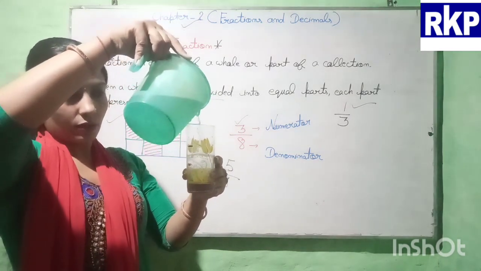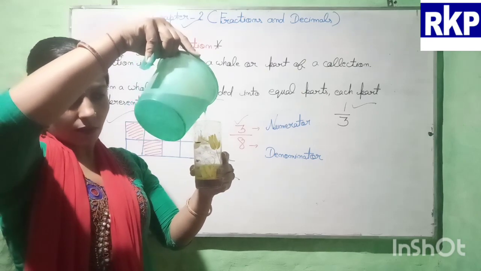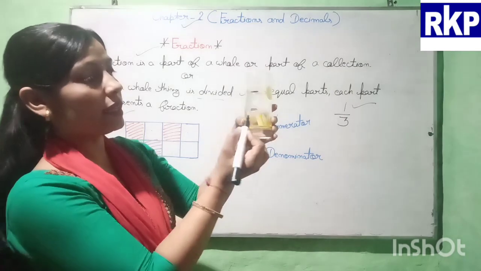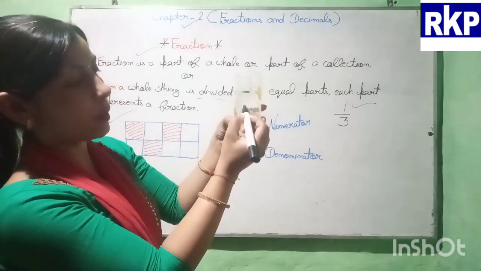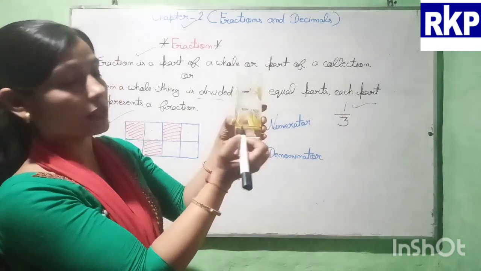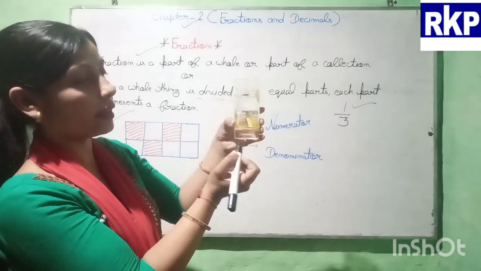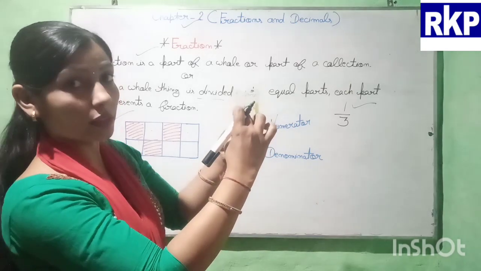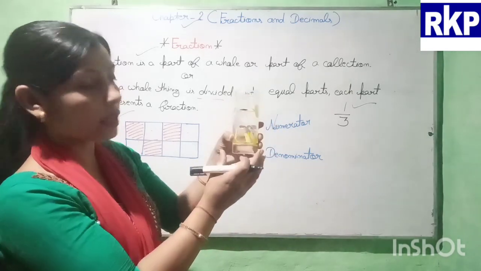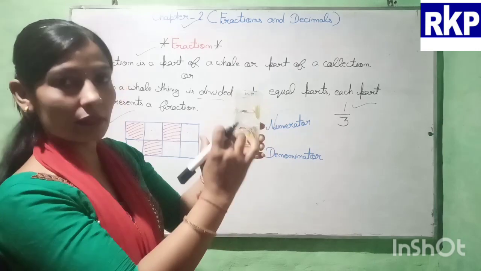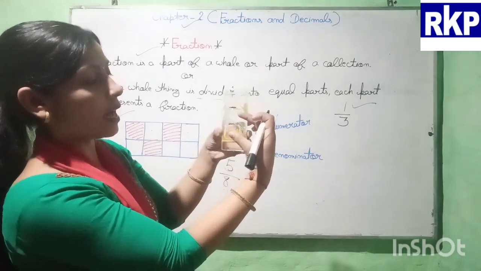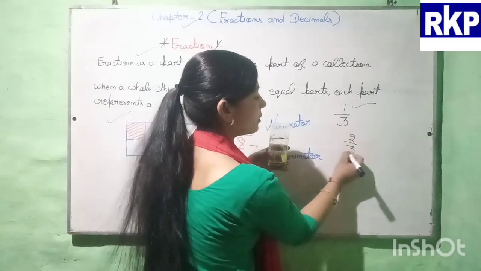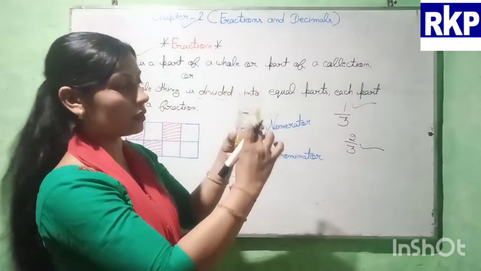And if I fill 2 parts of this glass, now you can see I have filled 2 parts of this glass. So now what is the fraction of the water here? Here 2 parts are filled with water, but 1 part is empty. So the total parts are 3, but 2 parts are filled with water. So 2 by 3 is the fraction for the water.